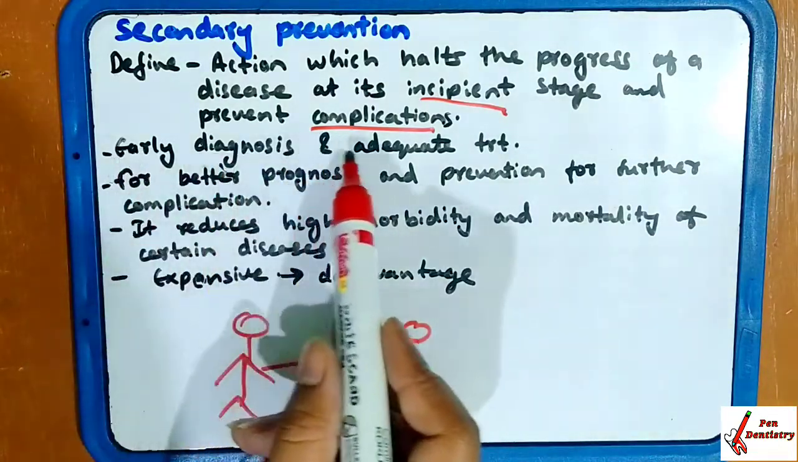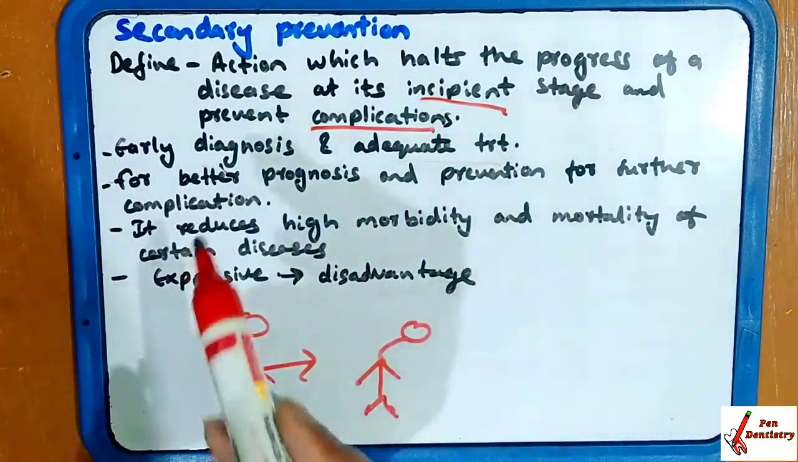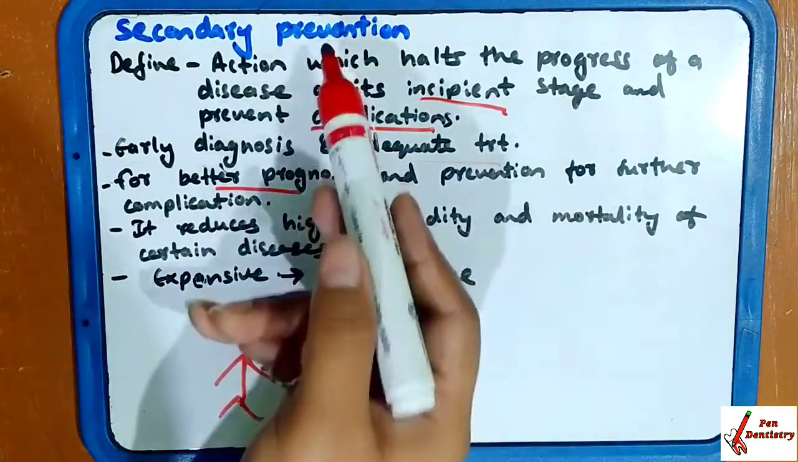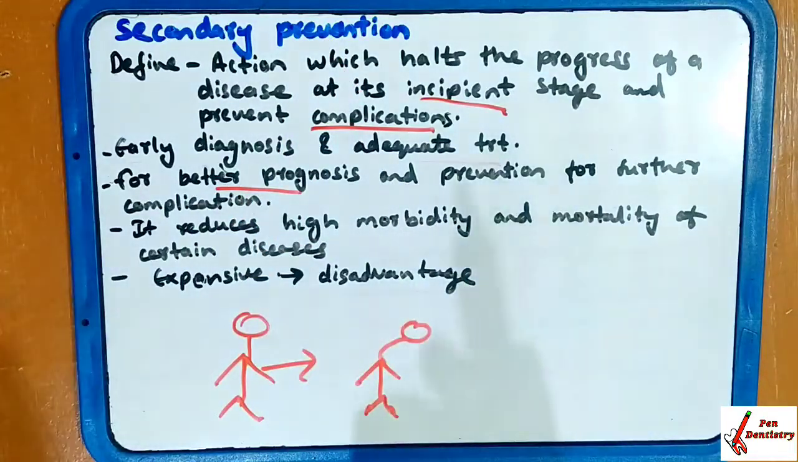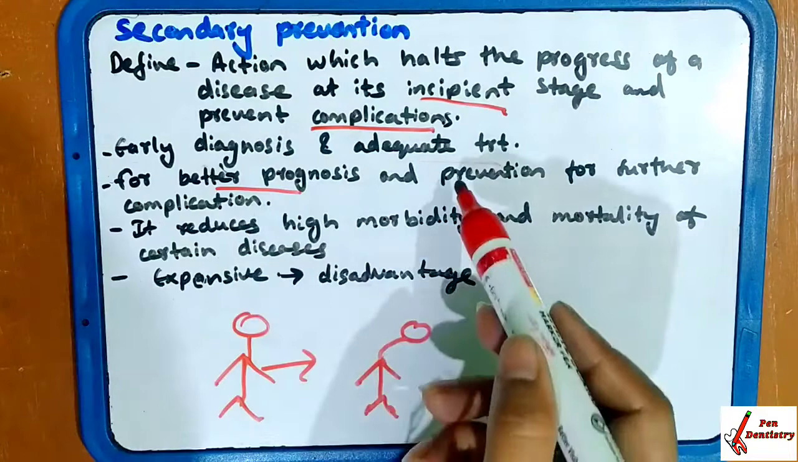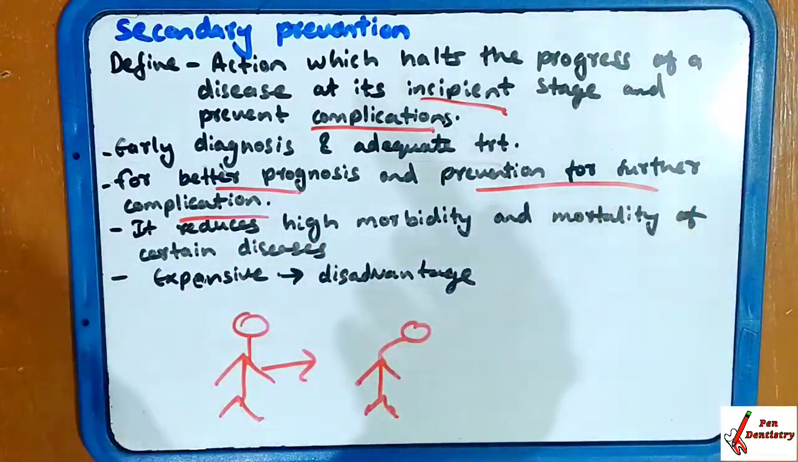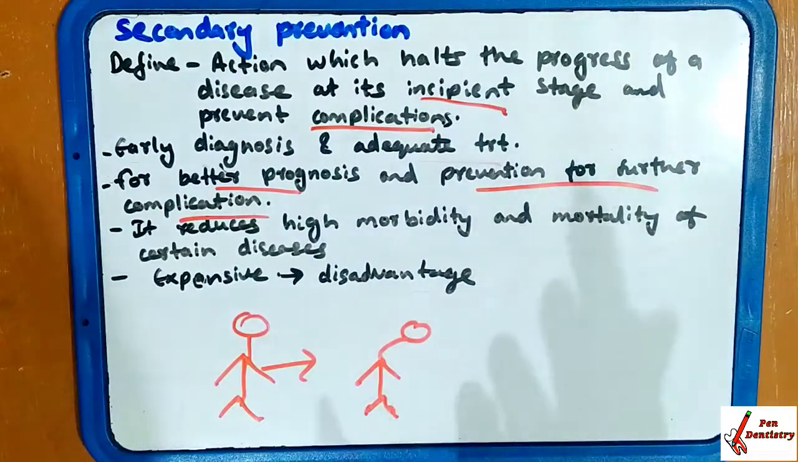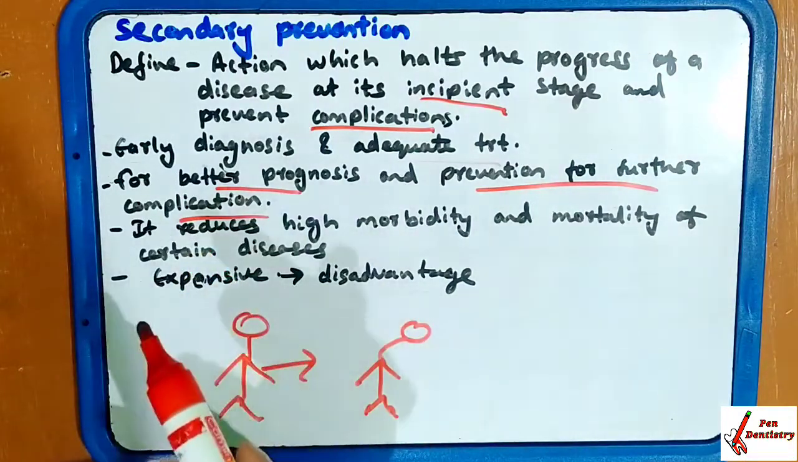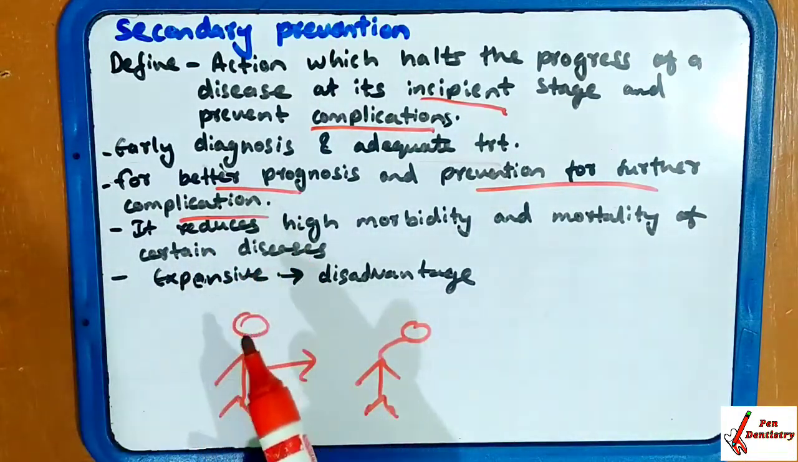Early diagnosis and adequate treatment is given here for better prognosis. Secondary prevention is done for better prognosis, and prevention of further complication. It is done so that the patient should not get the complication. He or she should not suffer with the complication.